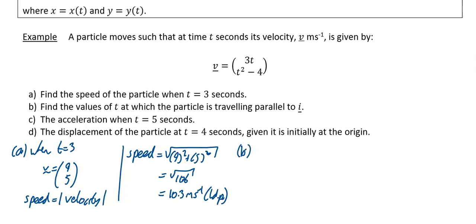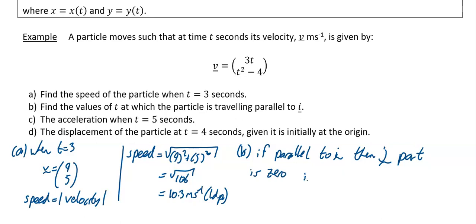Now part B says, find the values at which the particle is traveling parallel to i. If it's parallel to i, then the j component, the y component, is 0. So we're just going to put t squared minus 4 equal to 0, which means t squared is equal to 4, which means t is equal to plus or minus 2. Strictly we shouldn't really have a negative time, but we'll just leave it as that for the purpose of this answer.